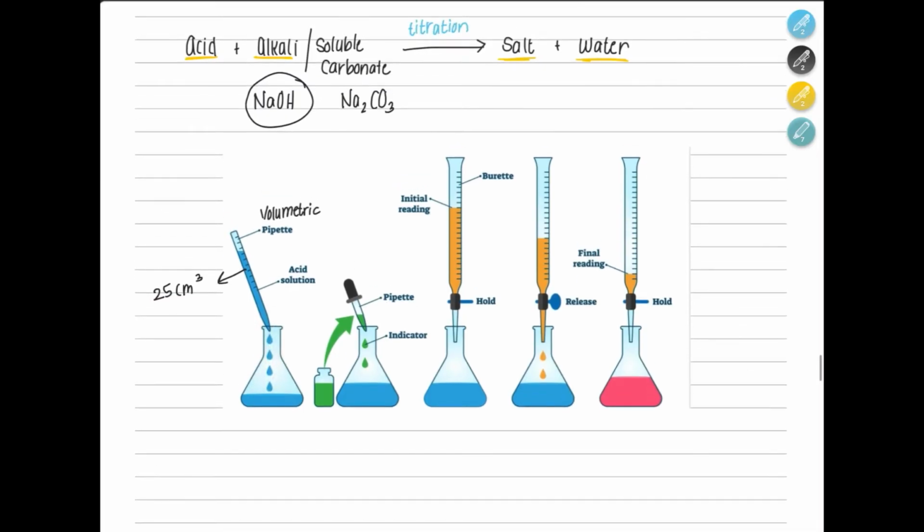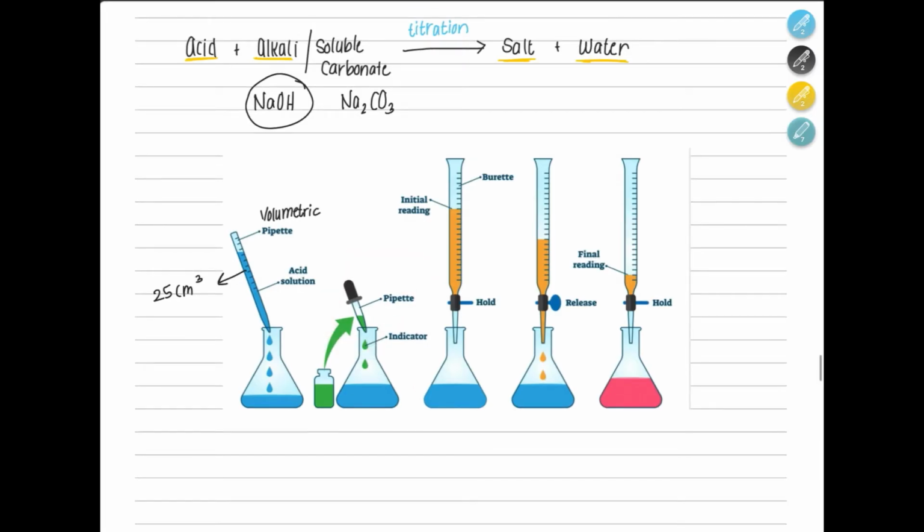Now of course this is going to be colorless, so you need to add an indicator. Then you take a burette. You fill that burette with your alkali or sodium carbonate, and then you mark the initial reading. Let's say this one is 25, so 25 centimeter cube, for example. And then you titrate it. You open it, and then drop by drop, the alkali or the soluble carbonate falls into your acid.